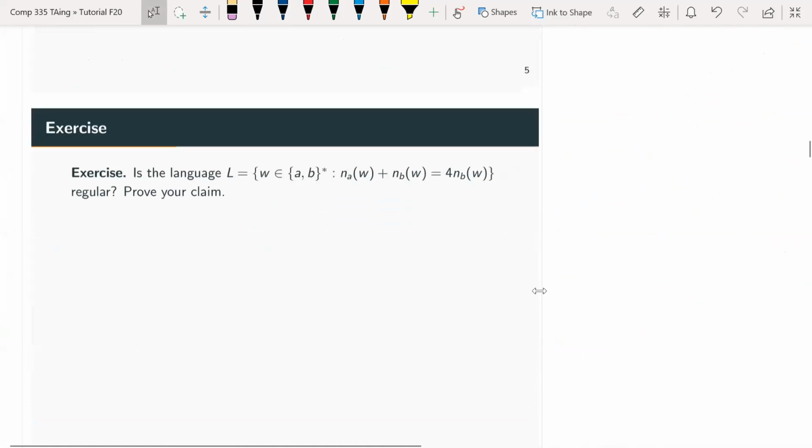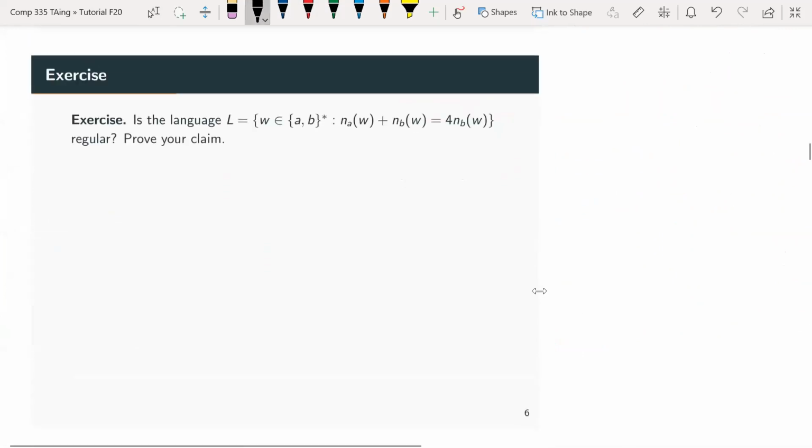Okay, so moving on. We have another question here, which is: is L regular? In this case, I don't have a restriction on the form of L. I just have that W is any string over the alphabet {A, B}, such that the number of A's plus the number of B's is equal to 4 times the number of B's.